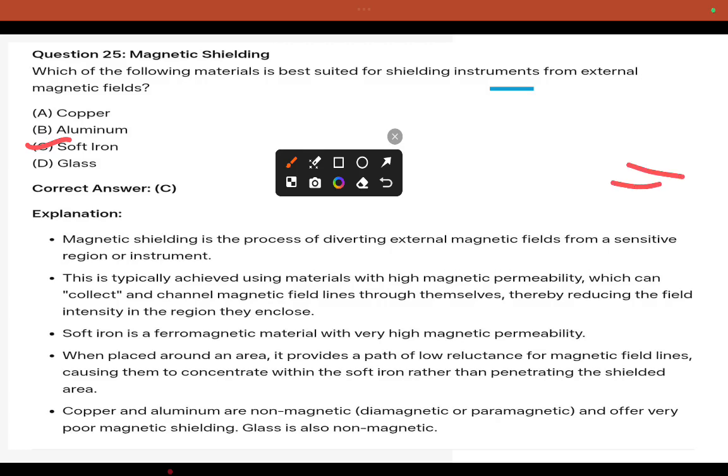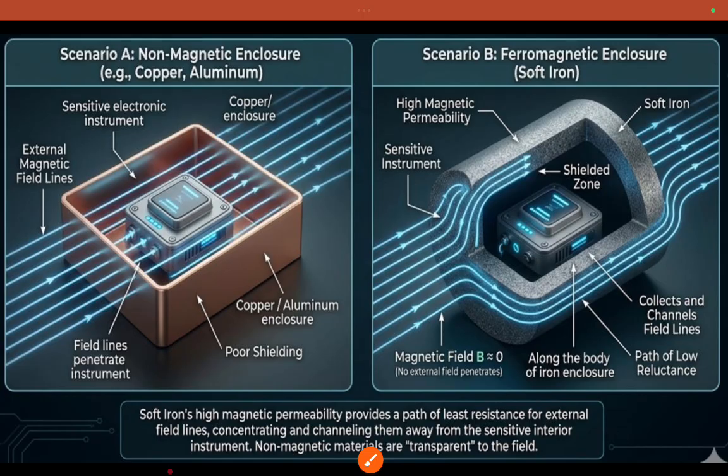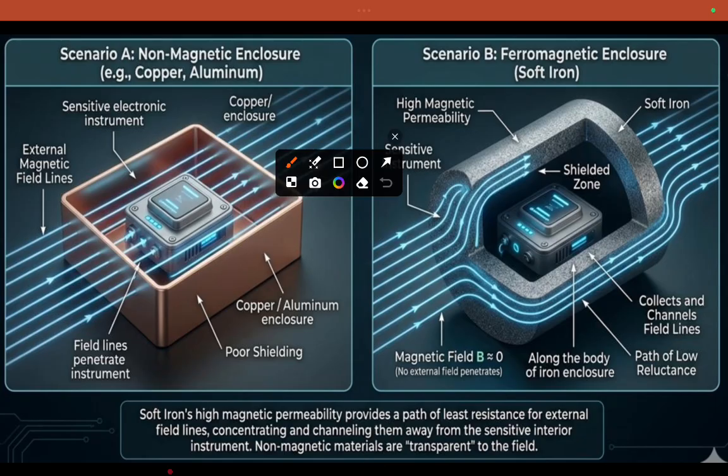So, shielding an external field: which of the following materials is best suited for shielding an instrument from an external field? Copper and aluminum are non-magnetic materials, meaning they are diamagnetic. In this scenario, non-magnetic enclosures like copper and aluminum do not block external magnetic field lines. So copper and aluminum enclosures give poor shielding.